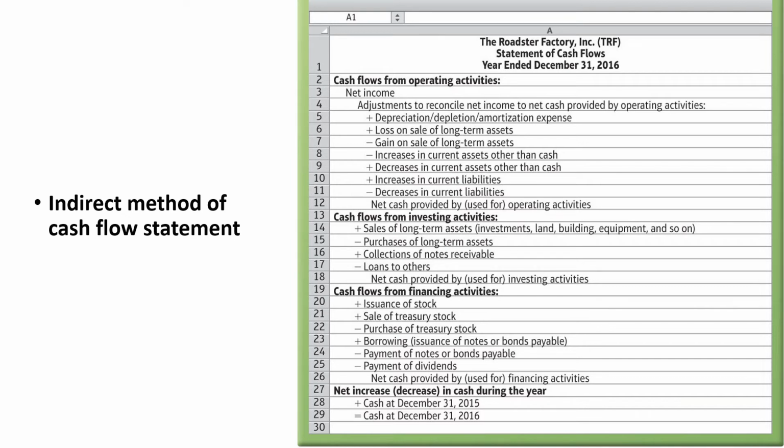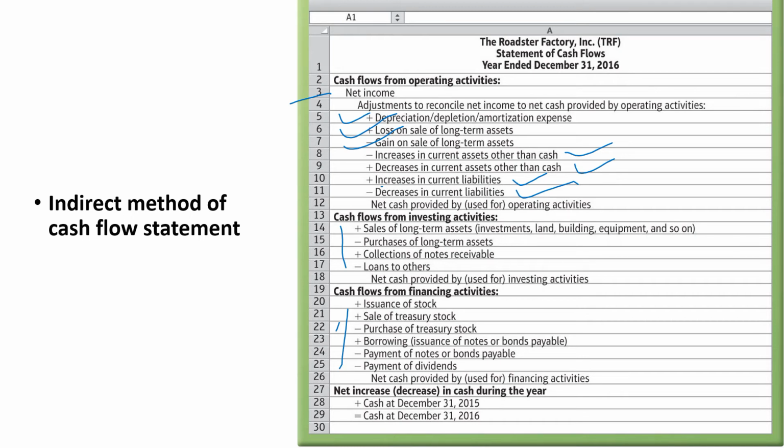So we are starting with net income, and then we will be adjusting all the accounts. Depreciation or amortization will be added, loss on sale of long-term assets added, gain on sale of long-term assets subtracted, increase in current assets other than cash subtracted, then decrease in current assets other than cash added, and then increase in current liabilities added, decrease in current liabilities subtracted. And these are really easy.